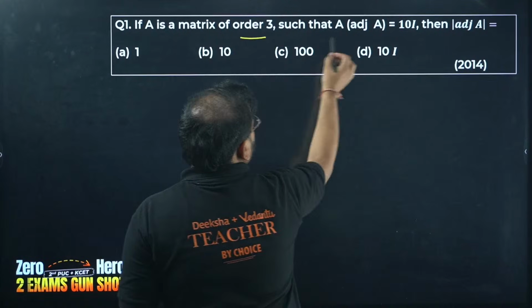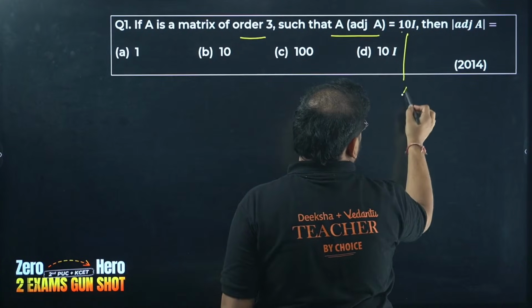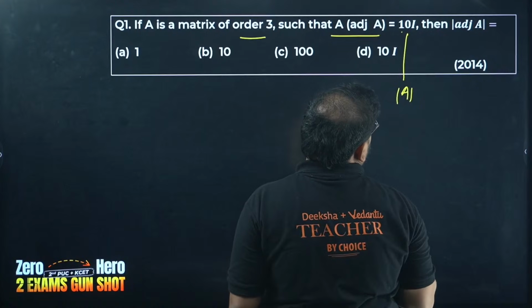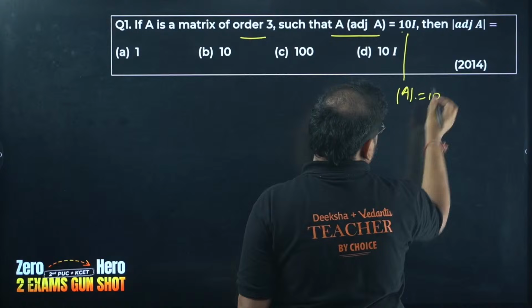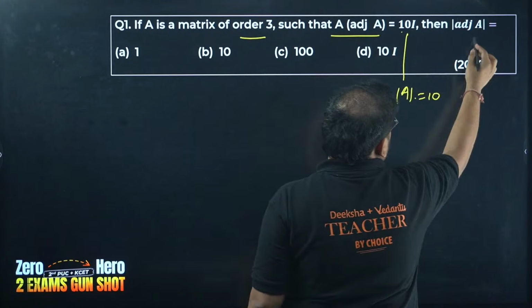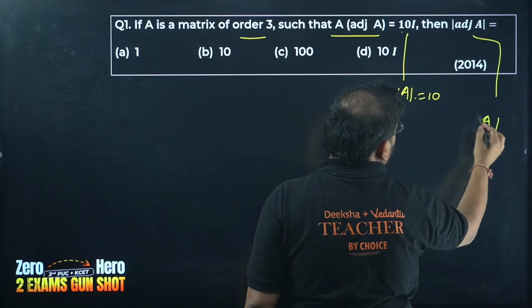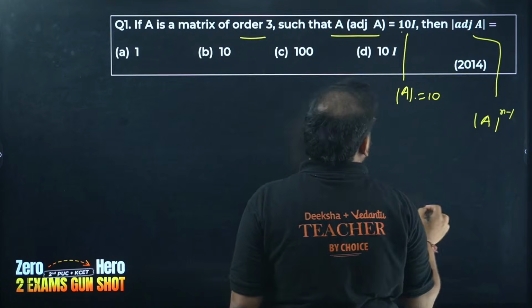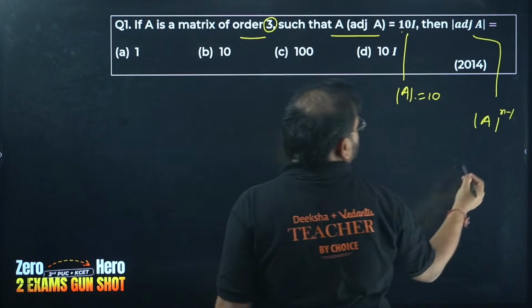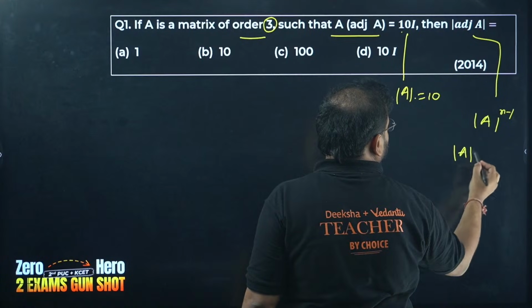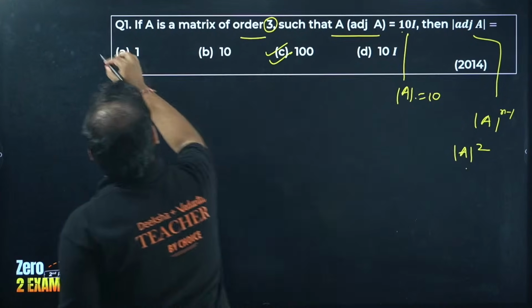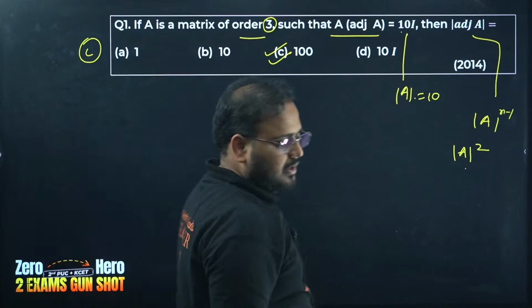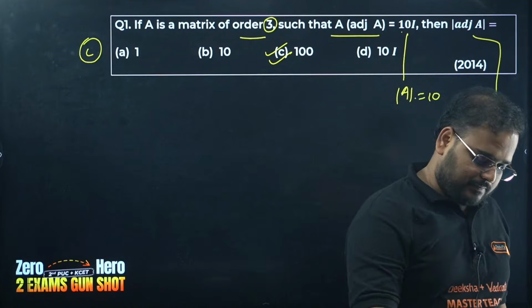Order is 3. The property will hold true for this value: determinant of k times A. So the determinant of A is 10 over here. This is given by determinant of A to the power n minus 1. N is 3, so determinant of A to the power 3 minus 1 is 2. 10 squared. Hence the answer is option C. Question 1, answer is option C.